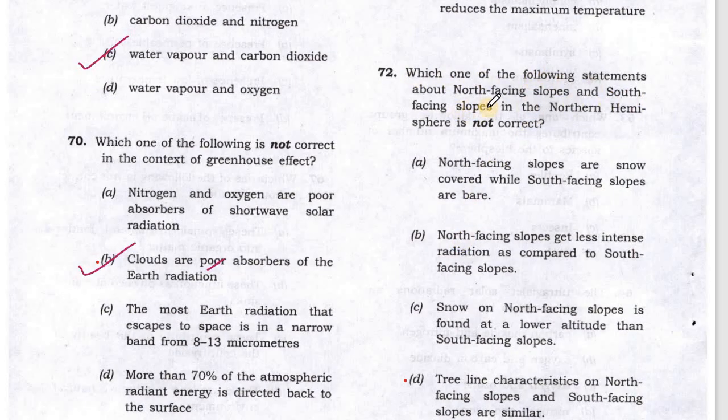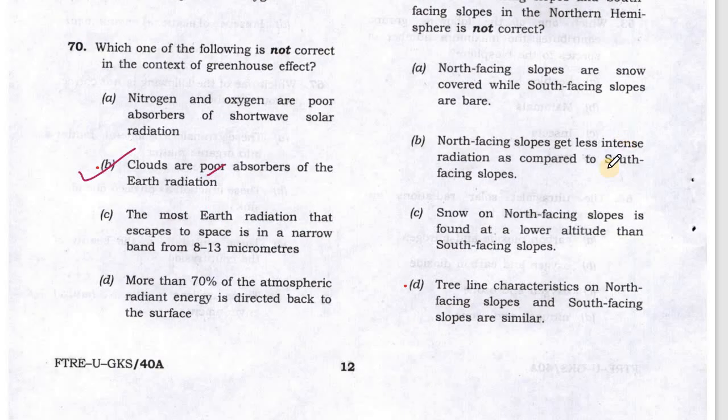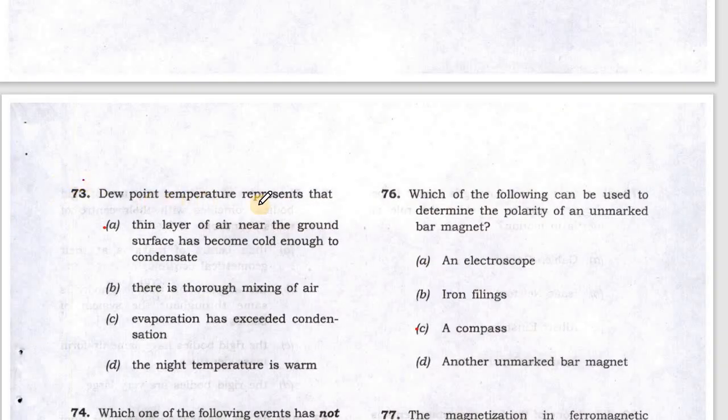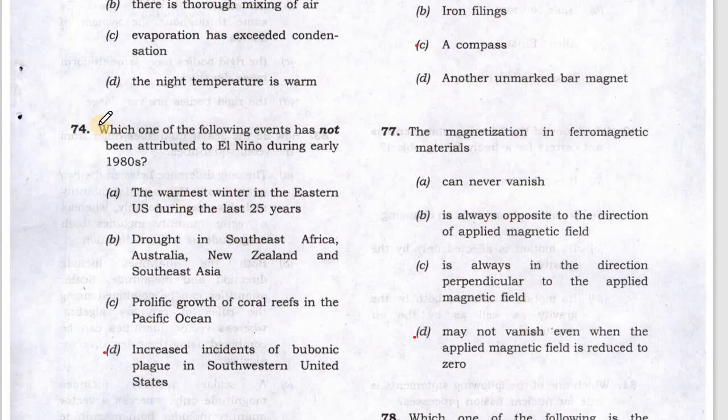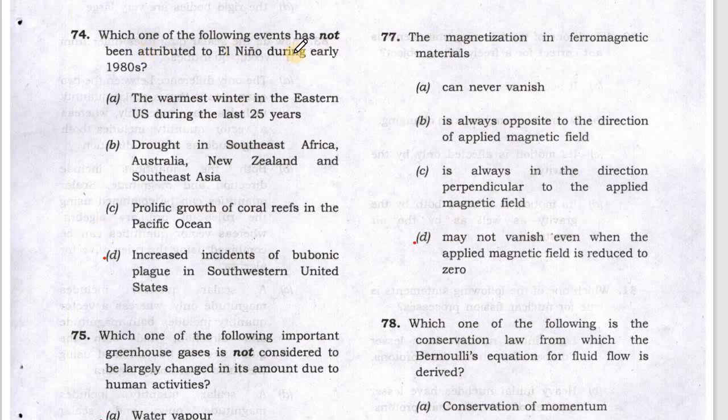Next their question is about north facing slope and south facing slope in the northern hemisphere. They are asking which is not correct: the tree line will not be the same. Next is the 73, dew point temperature represents that, so A will be the correct. And next is, which of the following is not an event of the El Nino during the 1980s. They are asking the not, so C will be the correct one, because El Nino leads to coral bleaching, not the proliferation and growth of coral reefs.